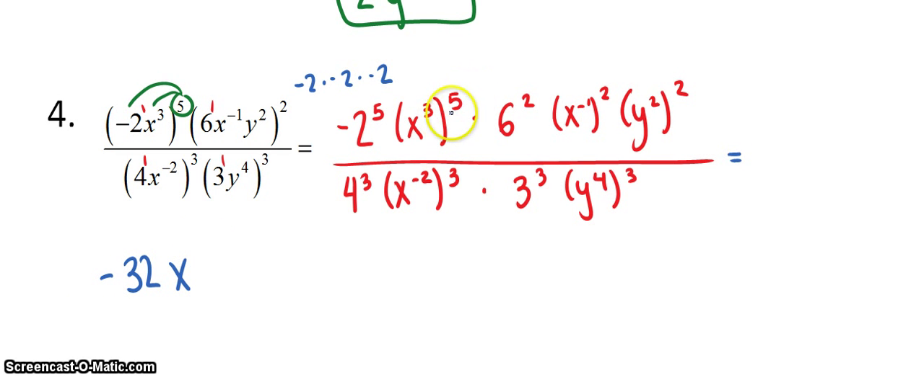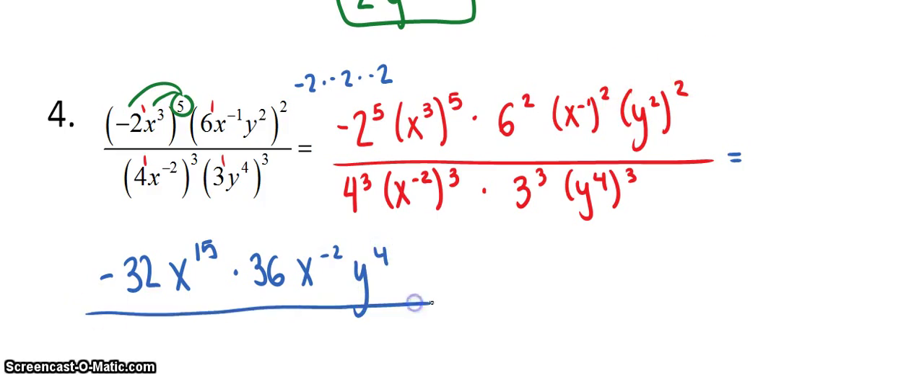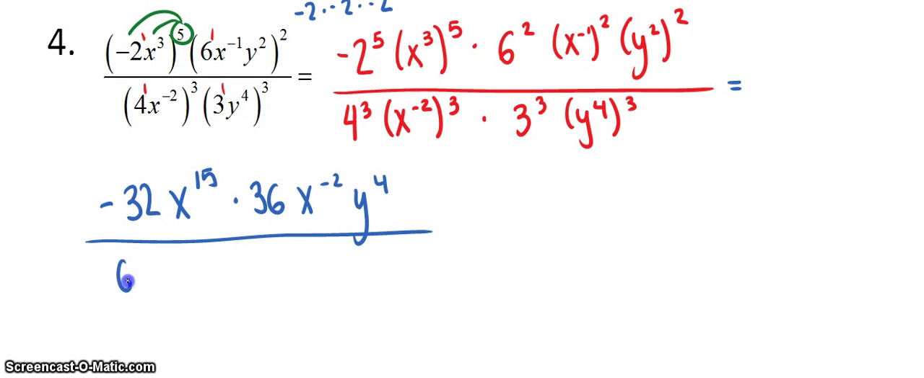x to the 3rd to the 5th would be giving me x to the 15th. Okay, 6 squared is going to give me 36. This will give me x to the negative 2 when I do power to a power. This will give me y to the 4th. There's my numerator. Okay, denominator, 4 to the 3rd will give me 64.